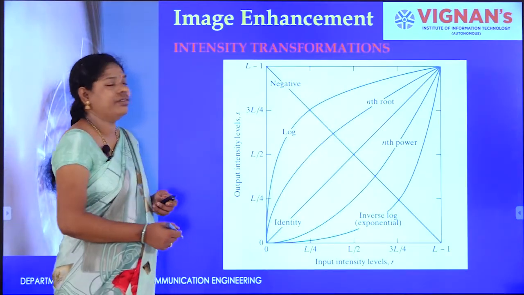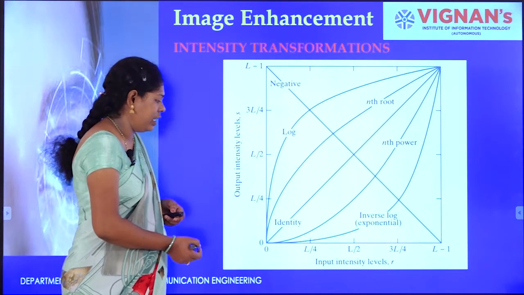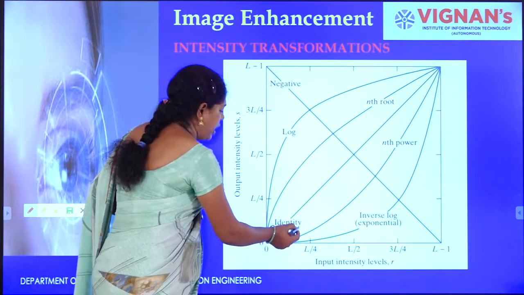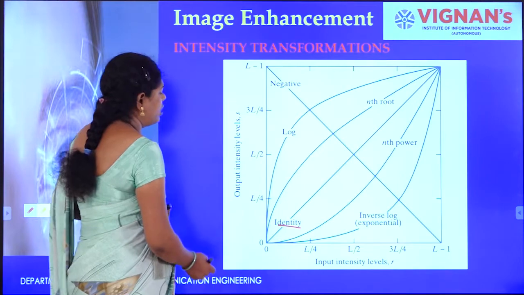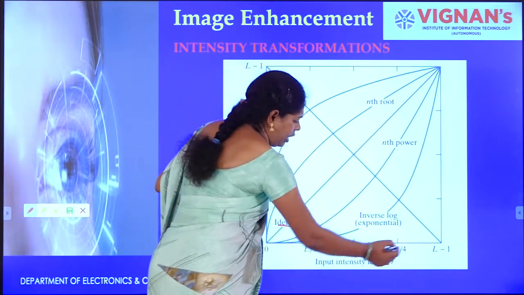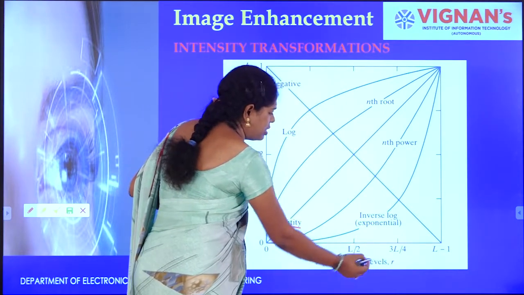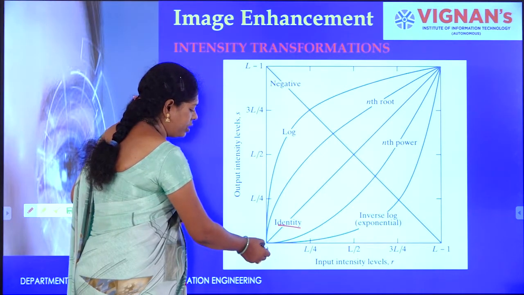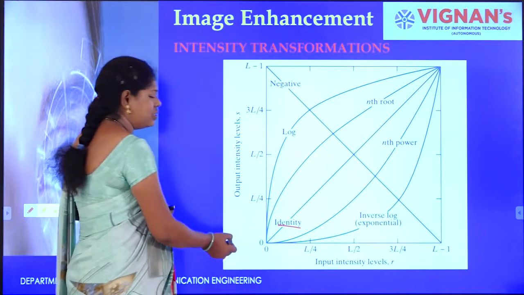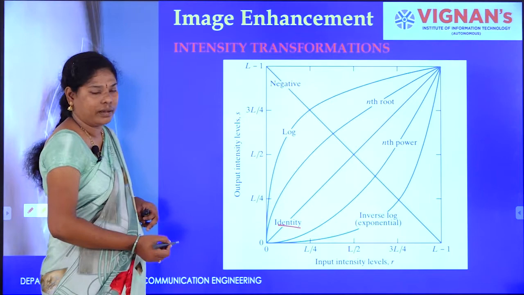Okay, let us see the different types of intensity transformation techniques. The basic thing here is identity. The first thing is identity. Here s is the y-axis and r is the x-axis. r is nothing but the input intensity levels, represented from minimum to maximum, that is 0 to L minus 1, and s is also within the range only, that is 0 to L minus 1.